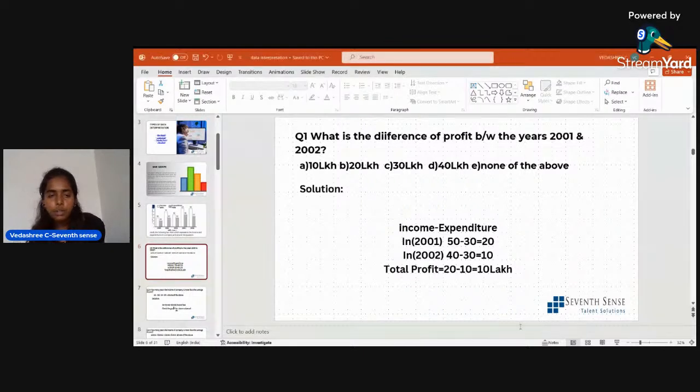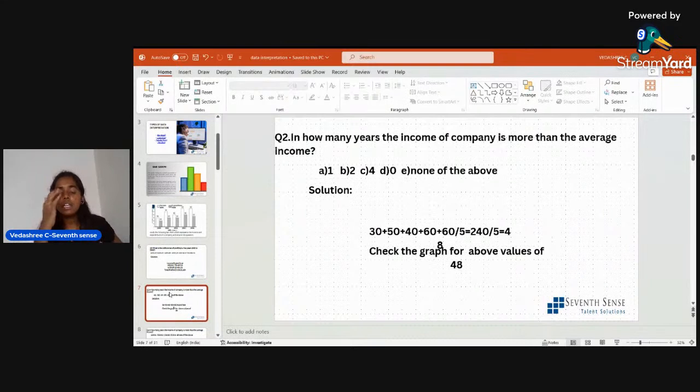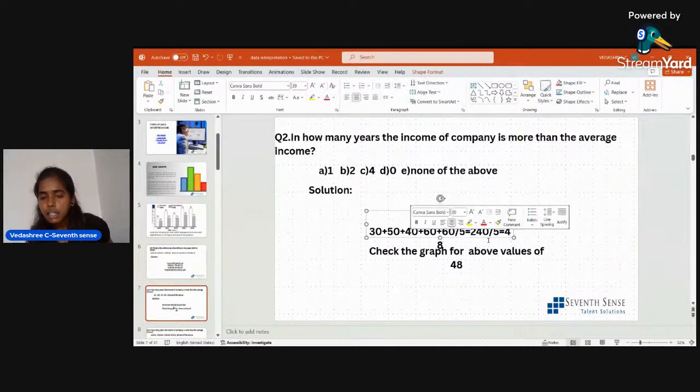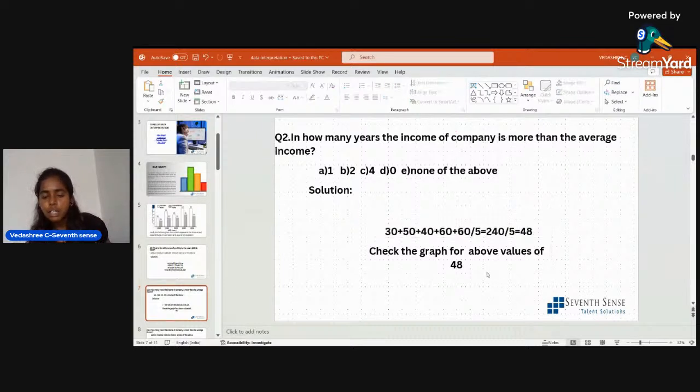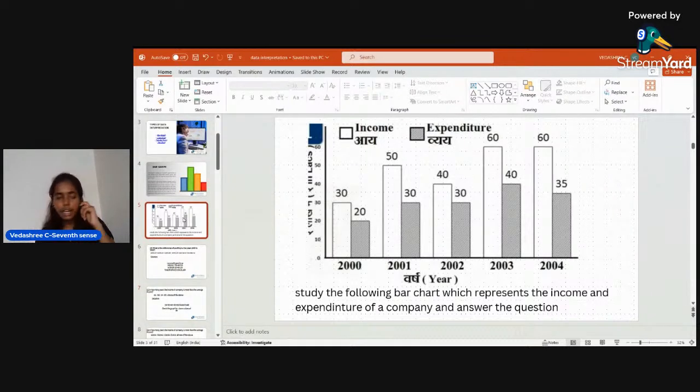Okay, we'll move on to the second question of the same bar graph. In how many years is the income of the company more than the average income? So now consider the bar graph.